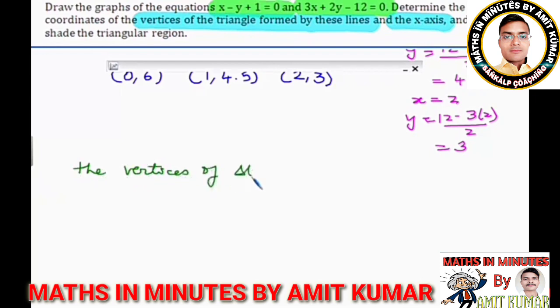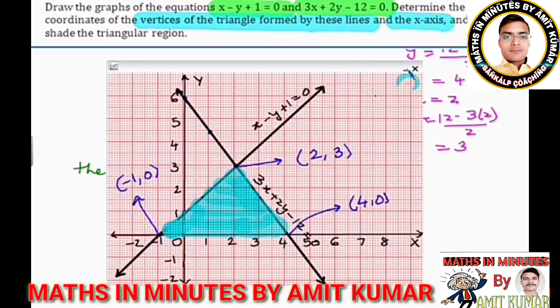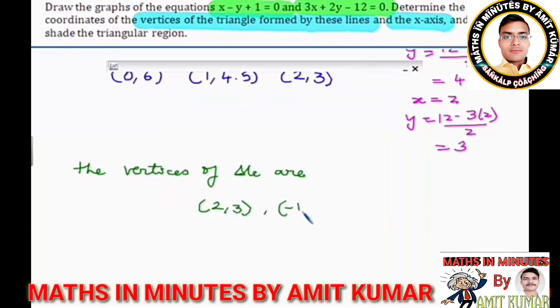So the vertices of the triangle are 2, 3, minus 1, 0, and 4, 0.